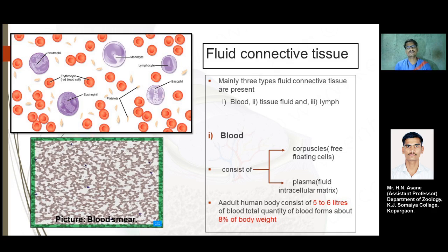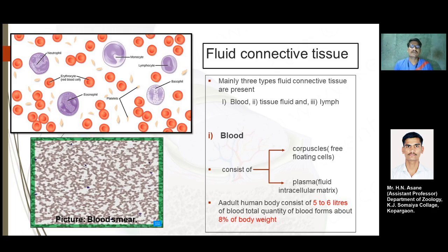Since the last three sessions we are trying to get information about the connective tissue, and in the last lecture we have seen the skeletal connective tissue. In this lecture, we are looking at the fluid connective tissue. This is the third main type of connective tissue after the connective tissue proper and the skeletal connective tissue.